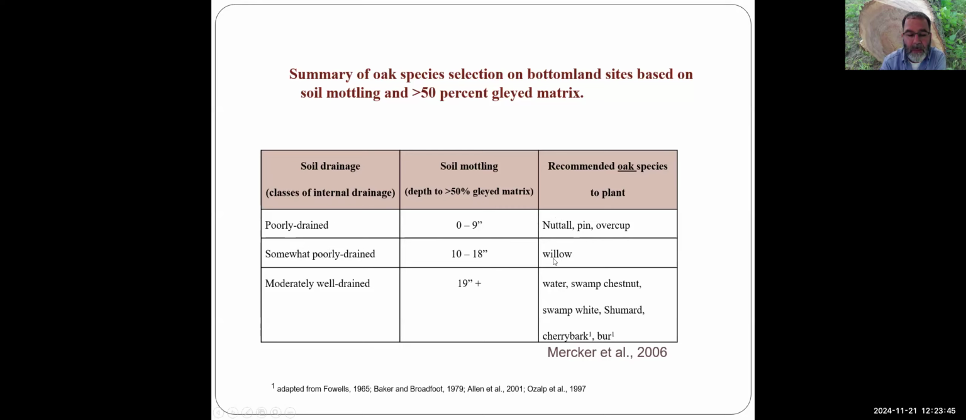This is willow oak. And then finally, if the glade matrix was reached at the 19 inch level, then that was moderately well drained, and there was a whole host of oak that we could throw in there. Now, important to this is you can't move these species up the horizon here, but you can move others down. And so if it's moderately well drained, then essentially all these trees would do fine.